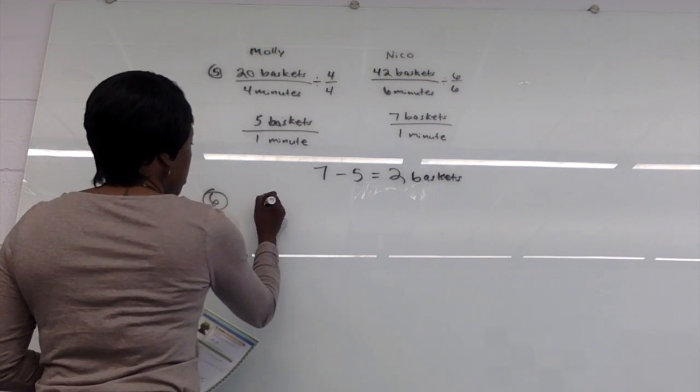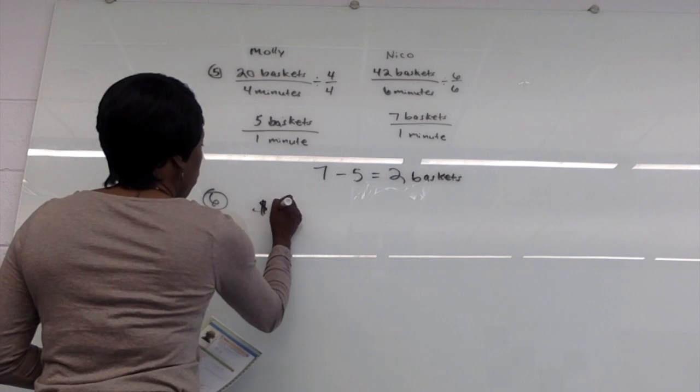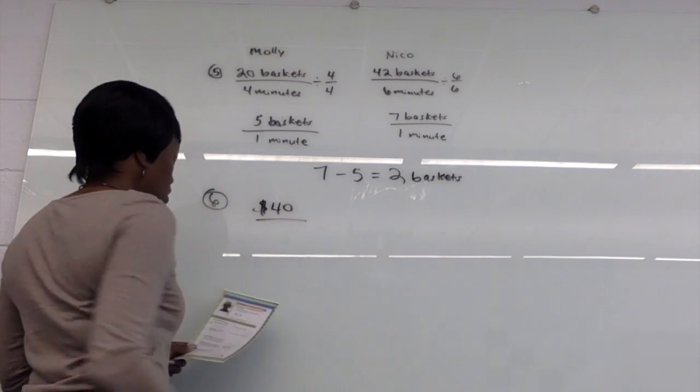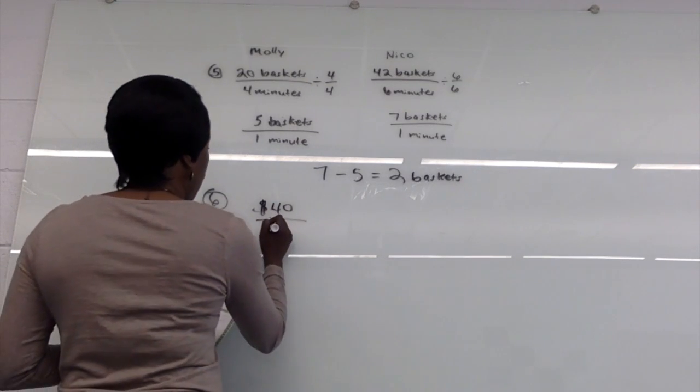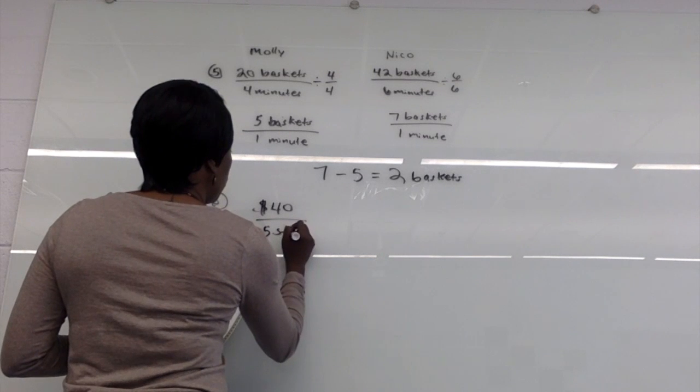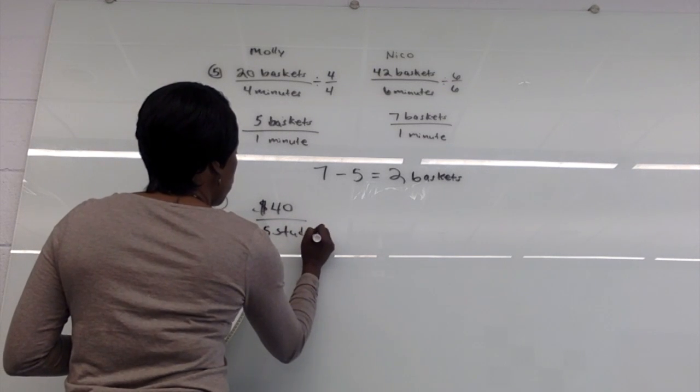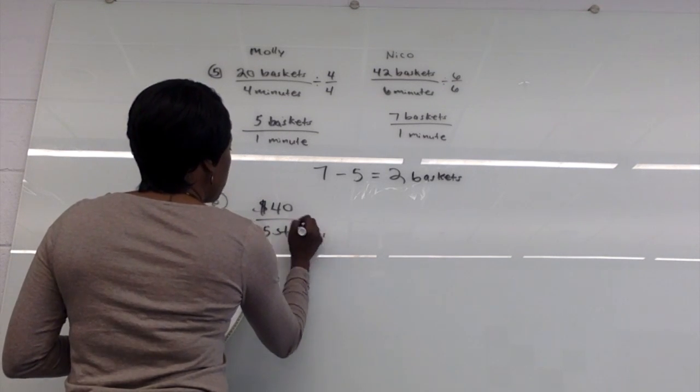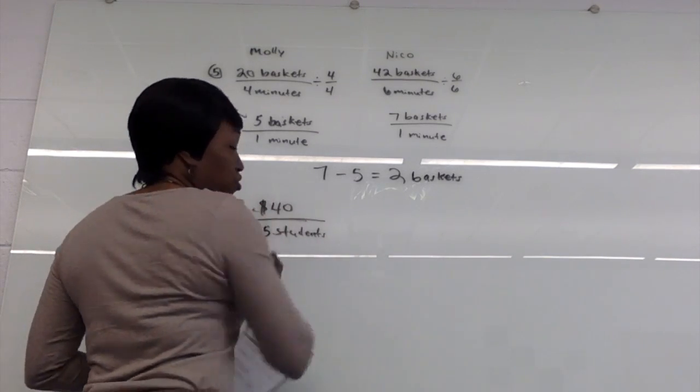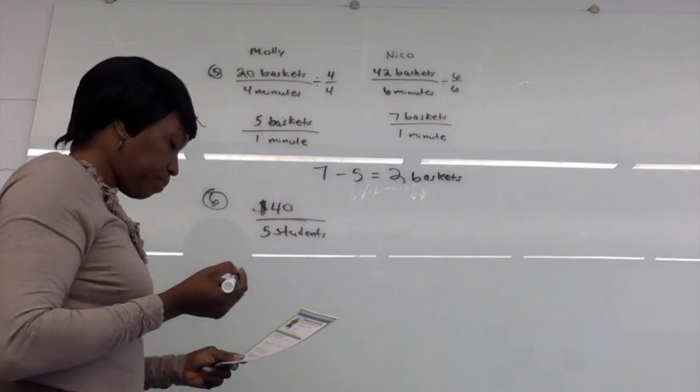So once again, we're going to set up our rate, which is simply $40 to 5 students. Notice you must put your units with each one of your numbers. With money, the dollar sign is considered your unit.